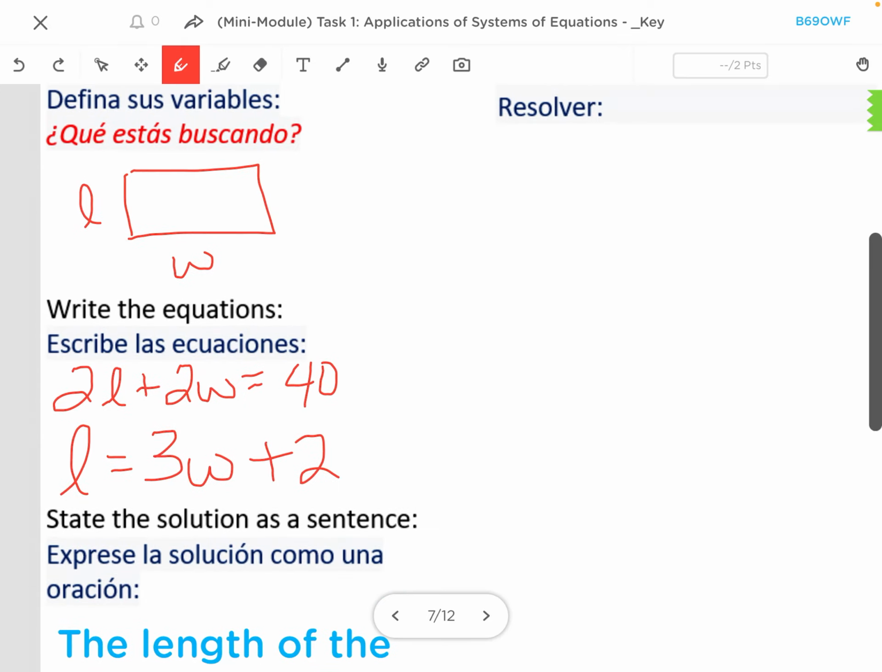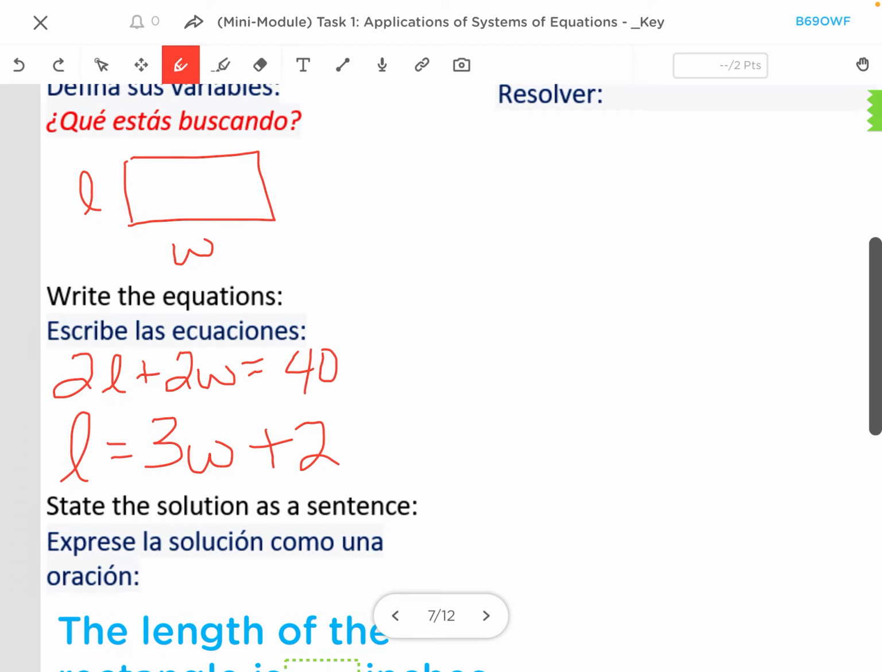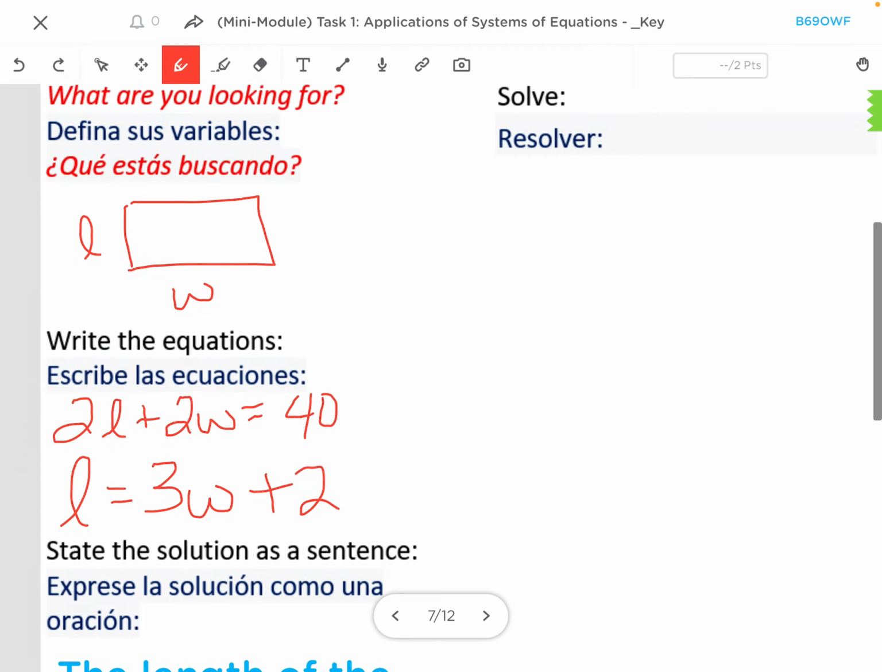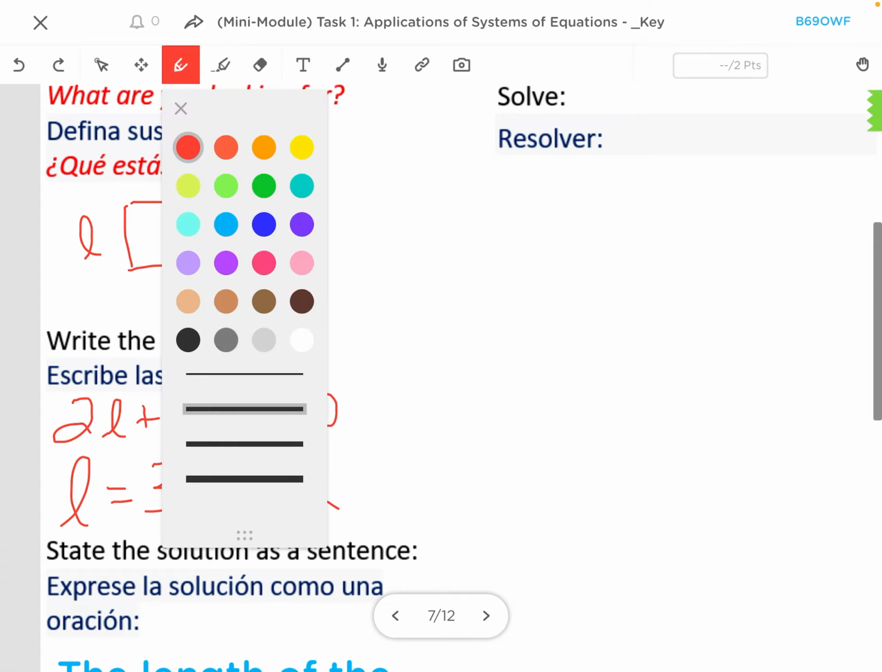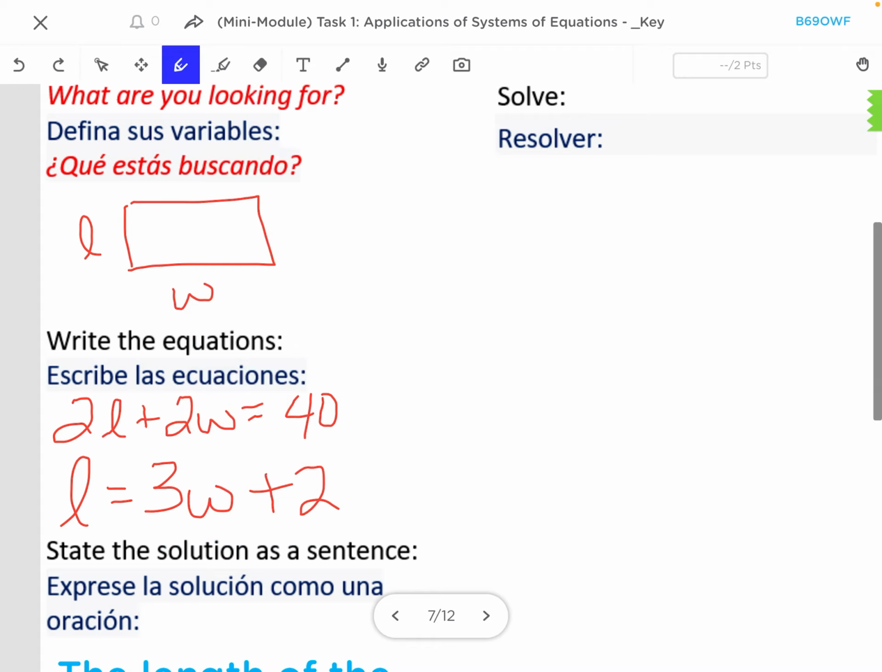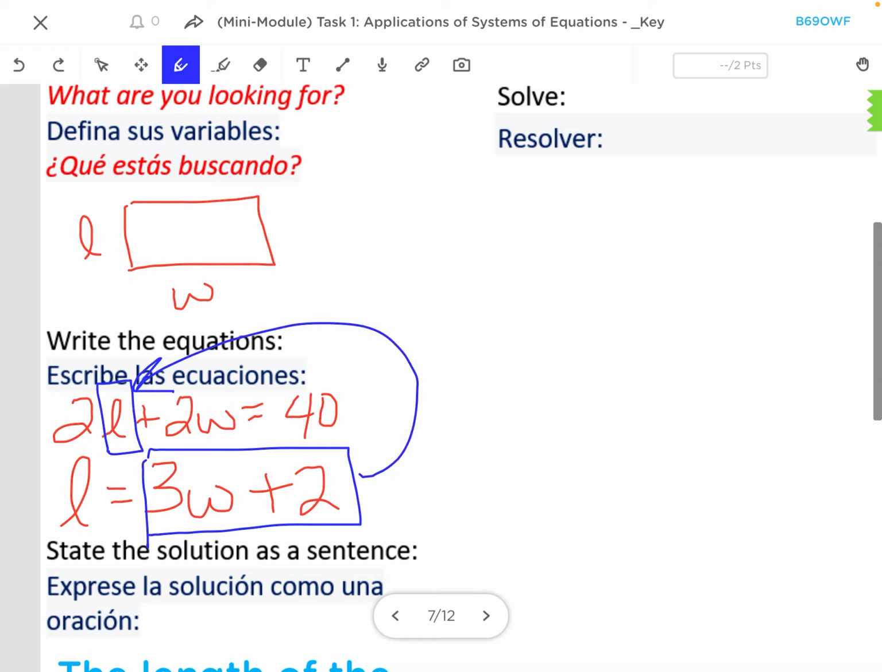All right. So I am going to use substitution. How's that sound? Since I have L equals, I'm going to use substitution. So I am going to take this for my length, go into my other equation, and plug it in there. So that's going to give me 2, I'm taking out the L, and I'm plugging in 3W plus 2. Notice what I have now is one equation with one variable.